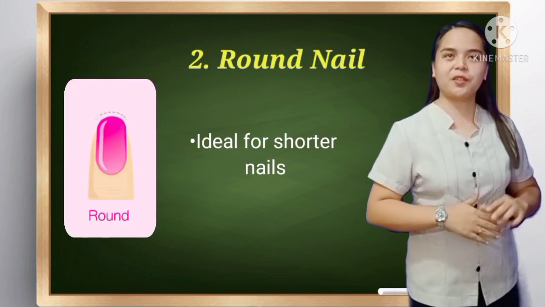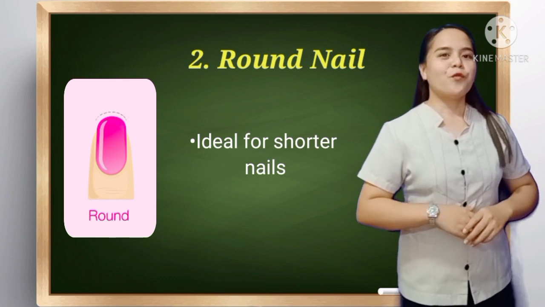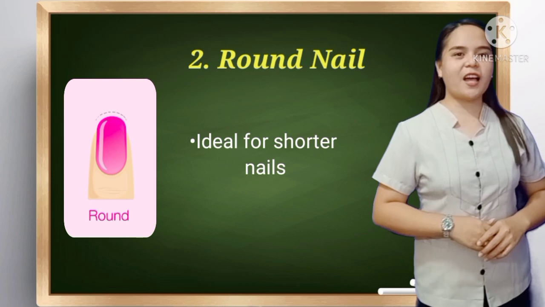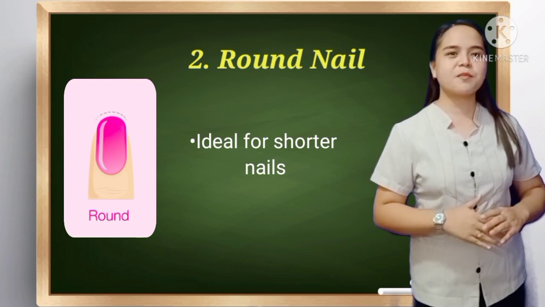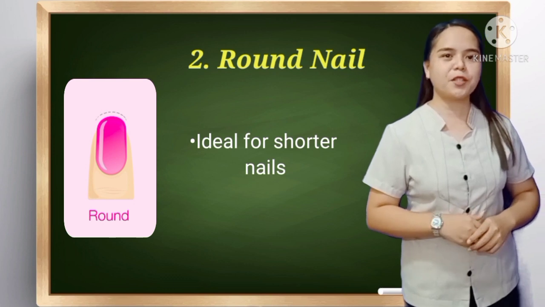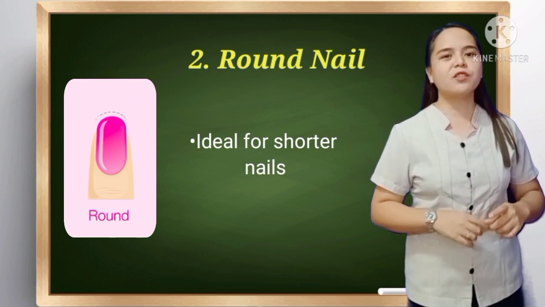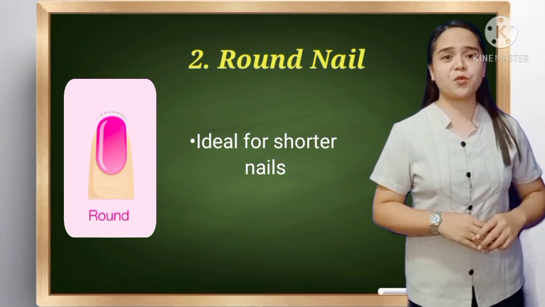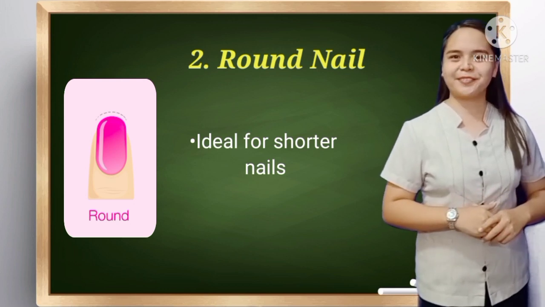Number 2. Round nail. Round nail is ideal for shorter nails. The nail is allowed to grow out straight at the sides for approximately 1.5 millimeters and then the tip is filed into a rounded shape. This is a strong shape which is great for those who keep their nails short.